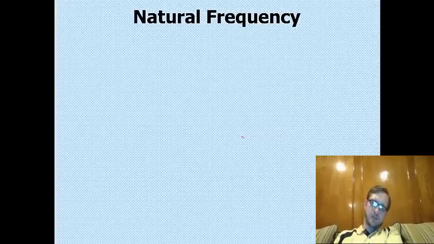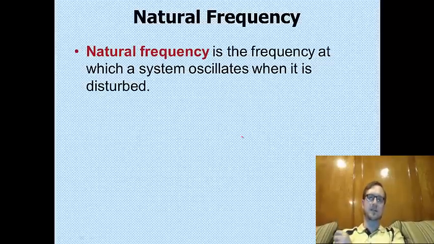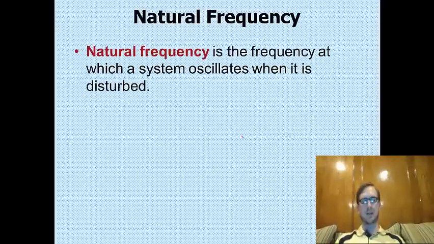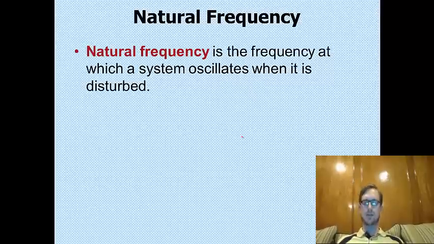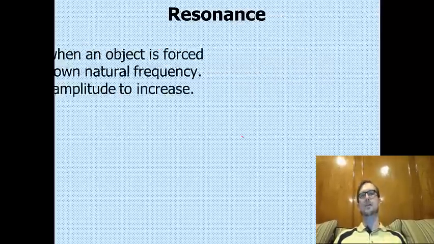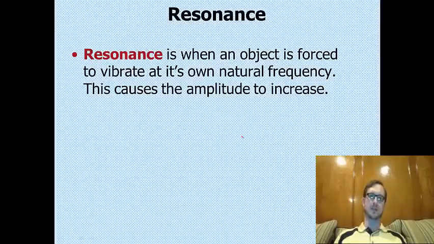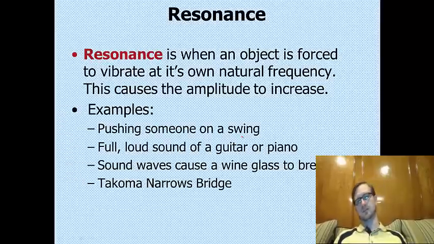Natural frequency. Natural frequency is the frequency at which a system oscillates, means vibrates, when it is disturbed. Every material has a specific natural frequency that is defined by the object itself. This comes up when we're talking about resonance. Resonance is when an object is forced to vibrate at its own natural frequency. It causes the amplitude to increase.